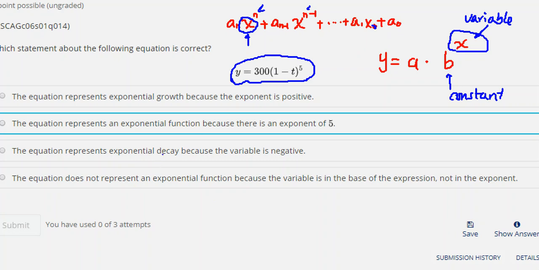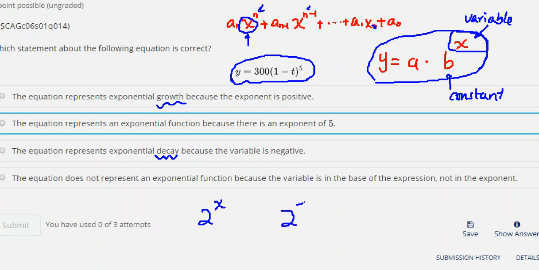Second thing is, when I look at the question, it has decay or growth, right? So how can we tell, when you have an exponential function in this form, whether it's decay or growth? So now let me give one example. Let's take a look at this one and this one, okay?